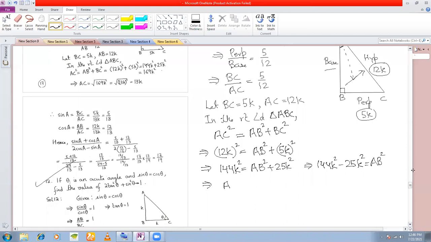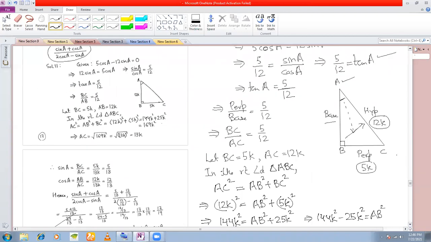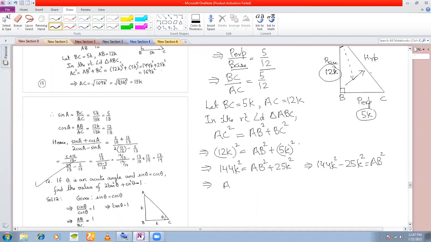Okay, so this is perpendicular and base. I am wrong. I have taken it wrongly. This is not 12K for the hypotenuse; this should be 12K because base is 12, and this is 5K. So perpendicular and base are given. We have to find out the hypotenuse. Okay, so let's put it here.